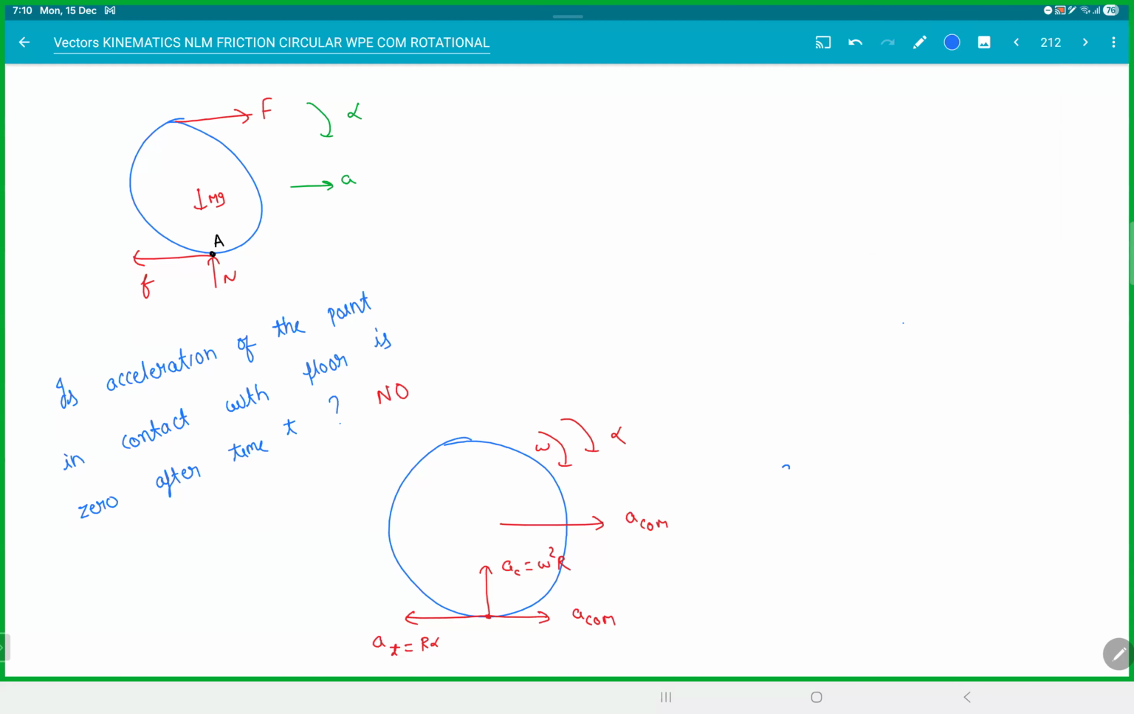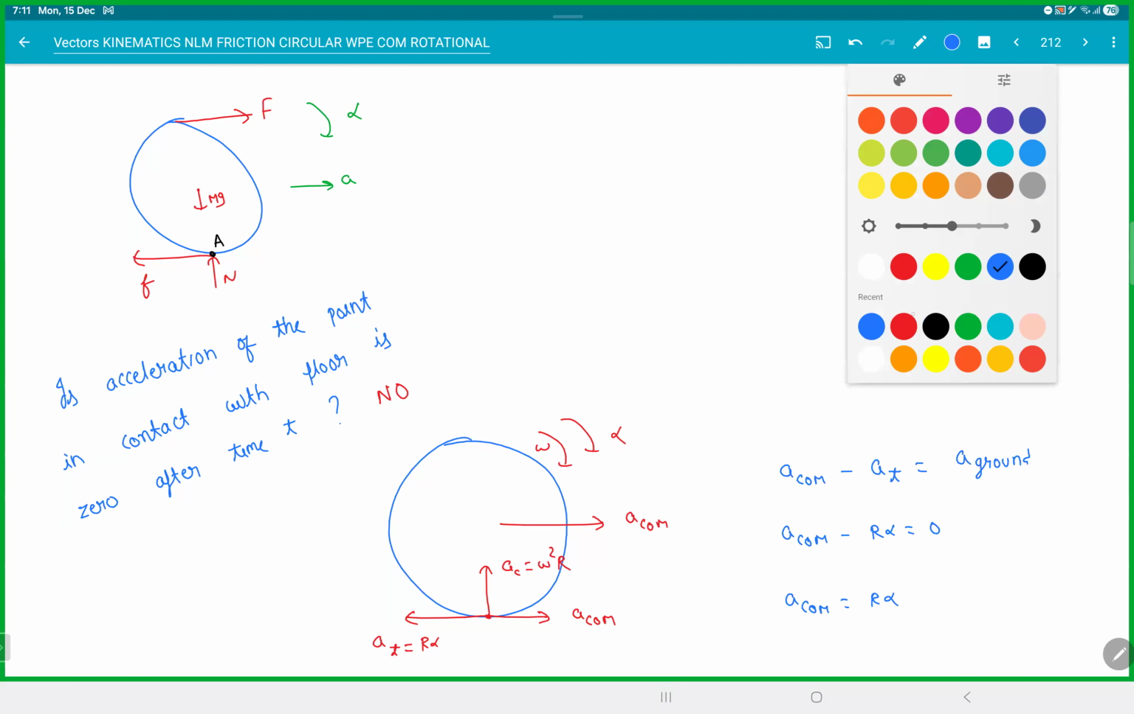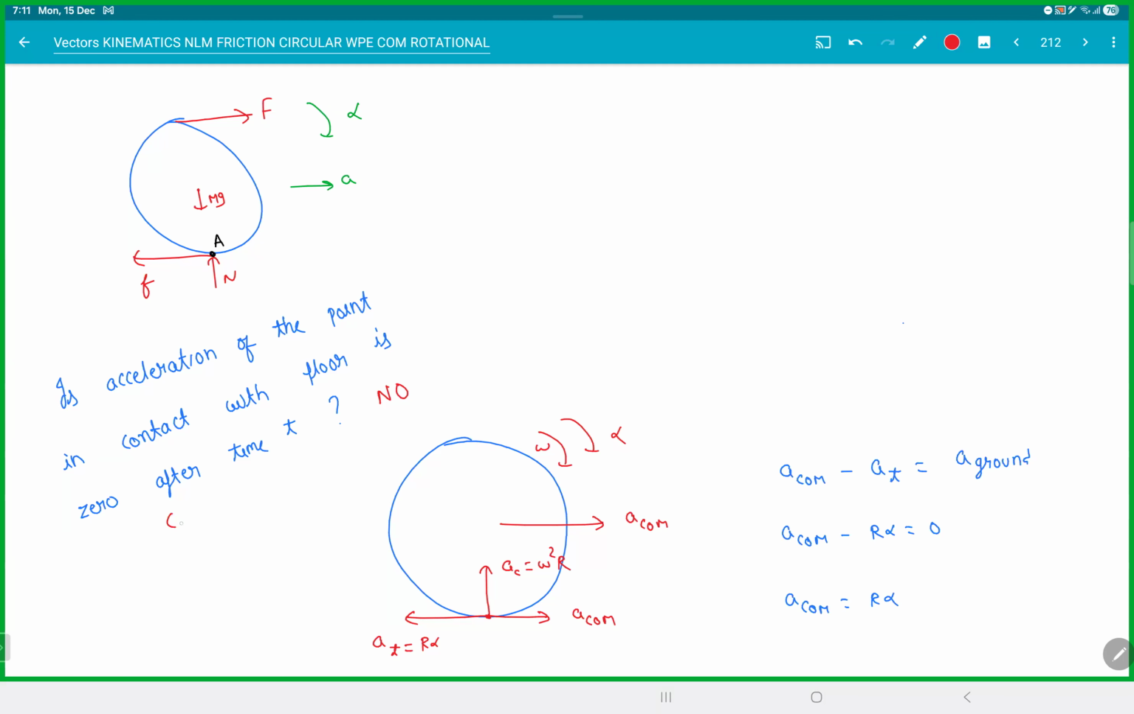The no slipping condition is A center of mass minus A tangential is equal to A ground. You're touching the ground, and A ground is zero, and A tangential is R alpha. You're getting A tangential is R alpha, which came from circular motion. A center of mass is not R alpha by circular motion. A com is equal to R alpha; that's your no slipping condition. You're getting it? So this point will have centripetal acceleration. The tangential will be zero, but you'll have centripetal acceleration.